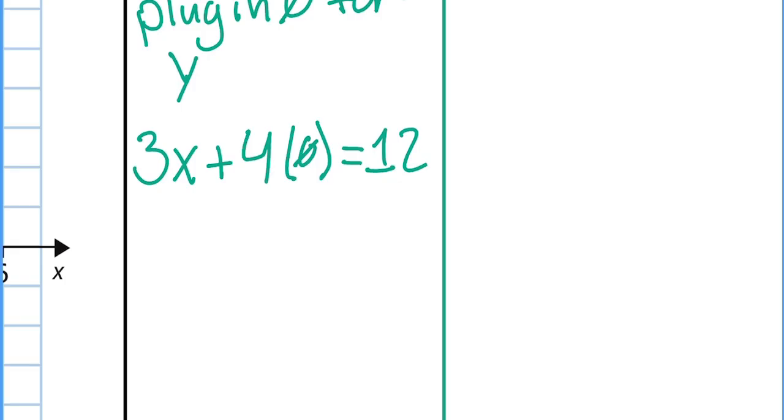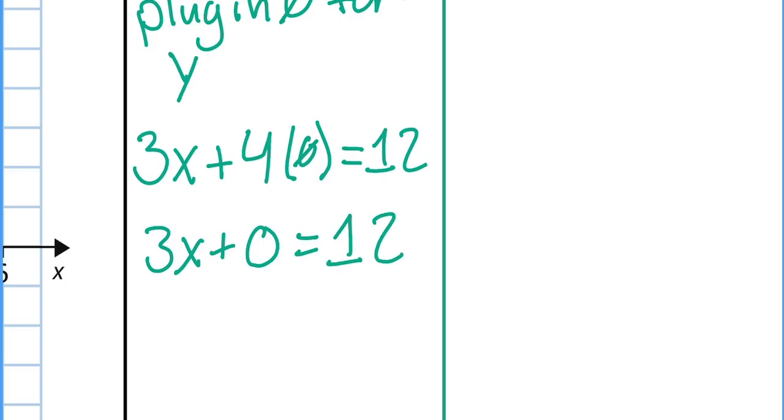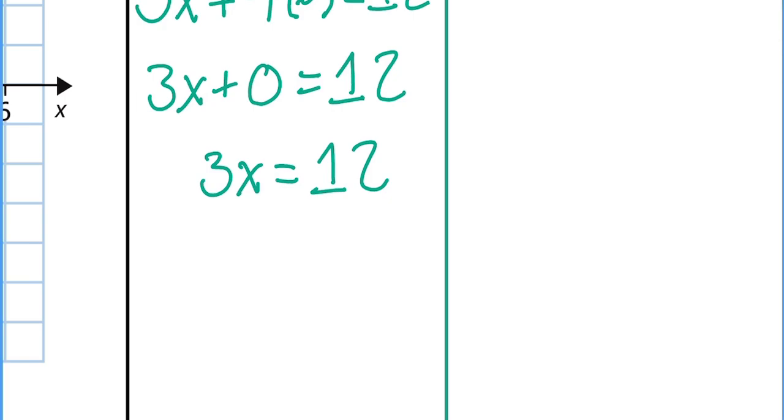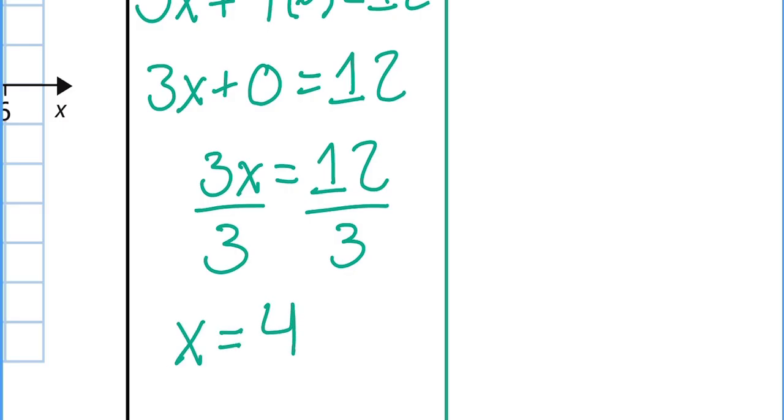What is 4 times 0? 0. So I have 3x plus 0 equals 12. I'm going to drop down here, get rid of my 0. 3x equals 12. And to get my x by itself, I'm going to divide both sides by 3. So I have x equals 4.